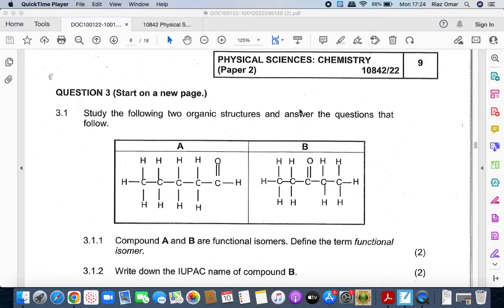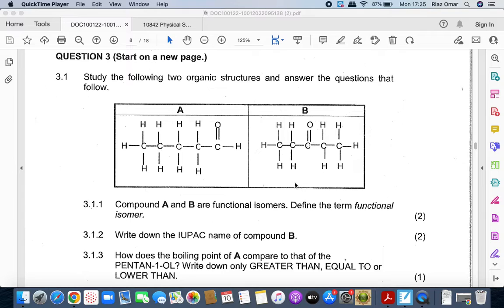Today we are looking at question 3 of the prelim paper of 2022, the chemistry paper. To begin with, question 3 says, study the following two organic structures and answer the questions that follow. If you look at structure A, it has 5 carbons in the chain and a double bond O at the end. So that will be an aldehyde. If you look at the next one, we've got a double bond O in the middle, not at the end, then this will be a ketone.